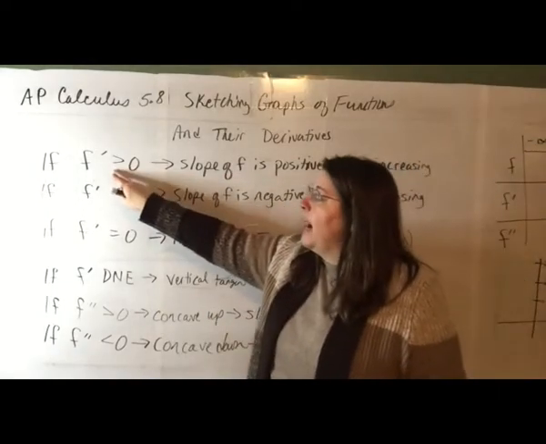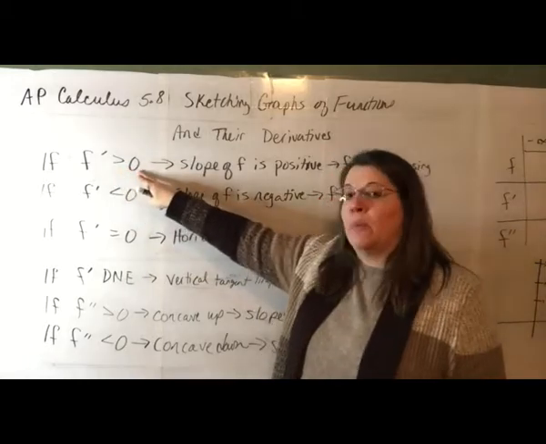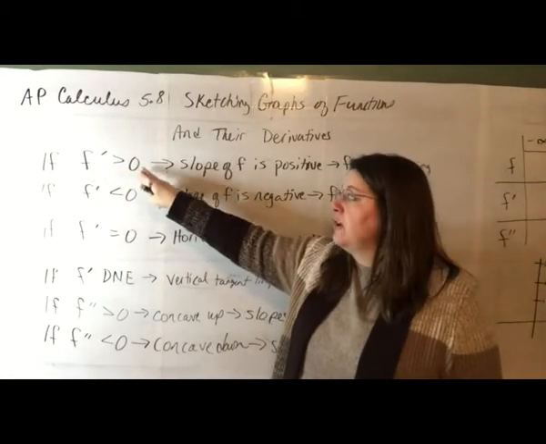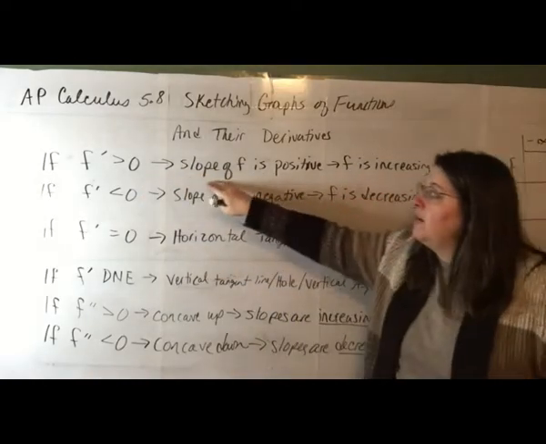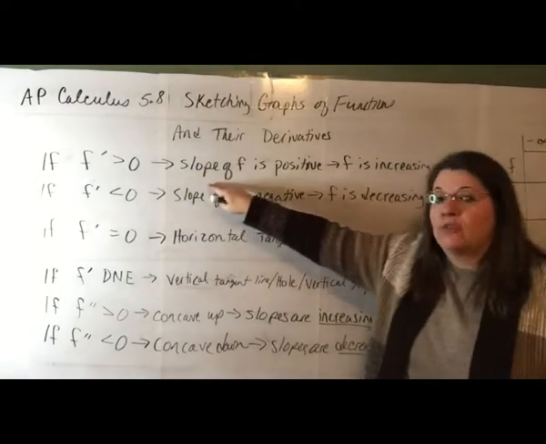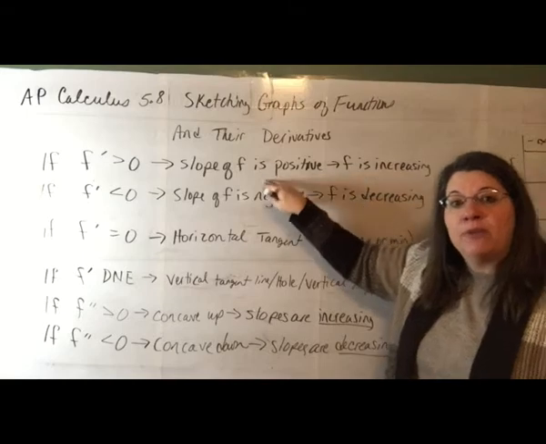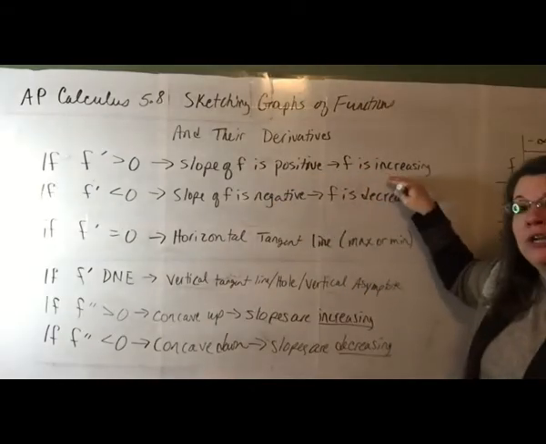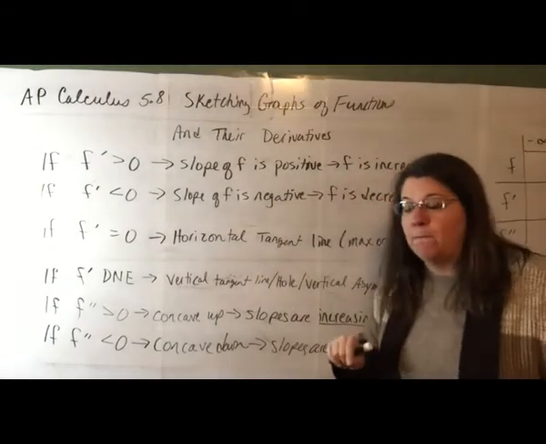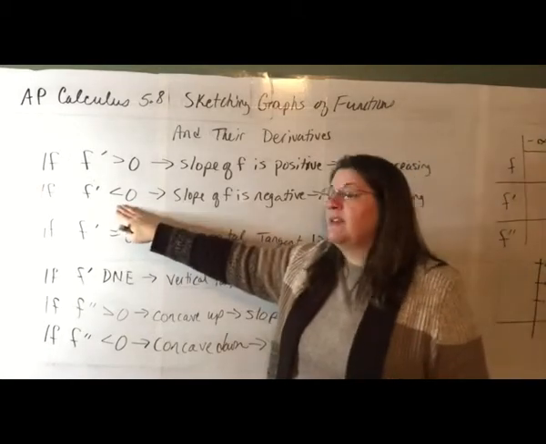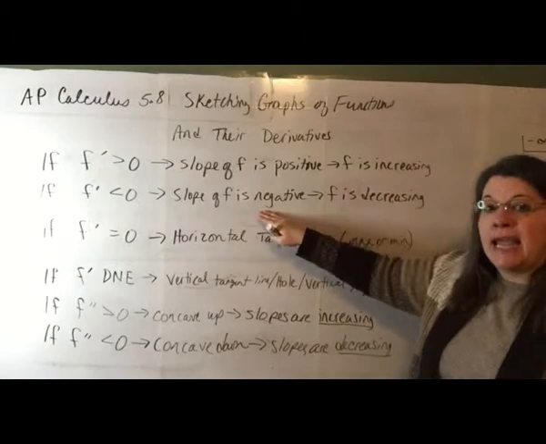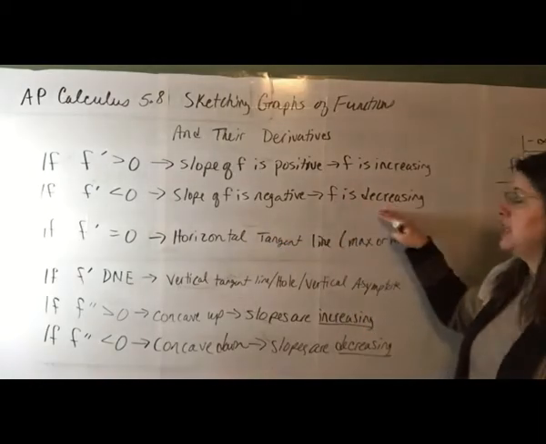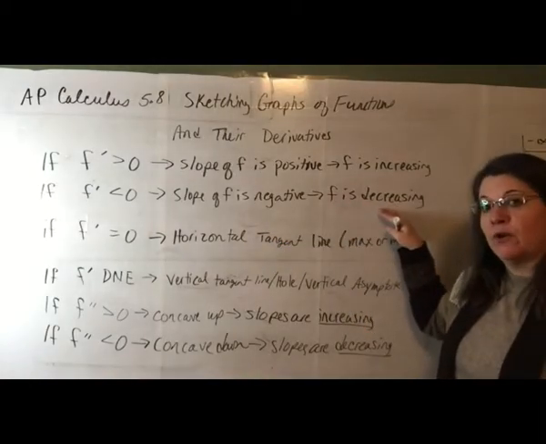If f prime is greater than 0 or positive, so if the derivative is positive, that means that the slope of f, your graph of f, is going to be positive, and when the slope is positive, f is increasing on that particular interval. If f prime is less than 0 or negative, that means that the slope is negative, and that means that the function is decreasing within that interval.